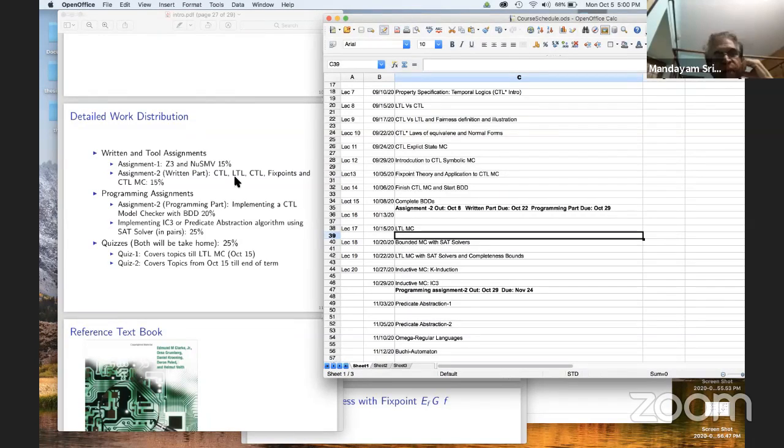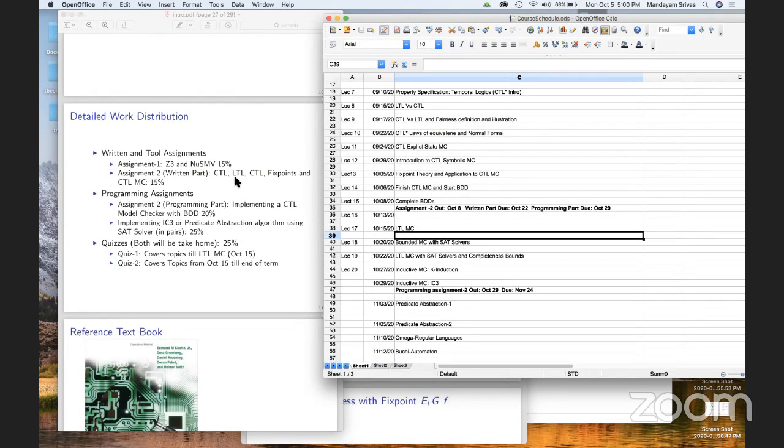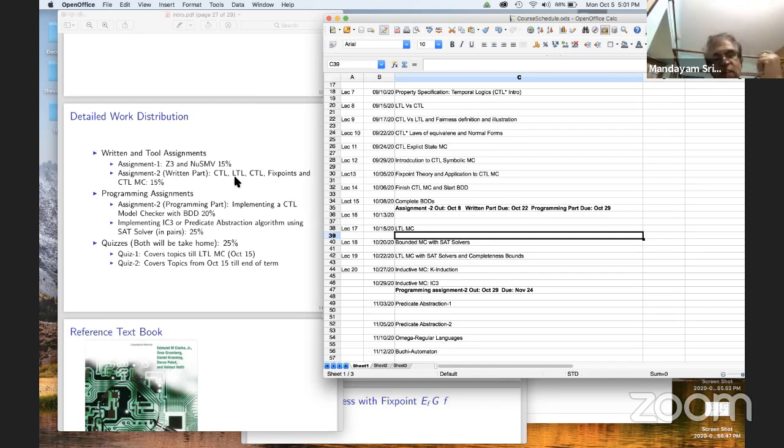You can use any language, any language that has an API into Z3, which means Python, C++, Java, and so on. Otherwise you can do it some other way, but it's preferable that you use one of the languages that have an API interface. This is what I have in mind.